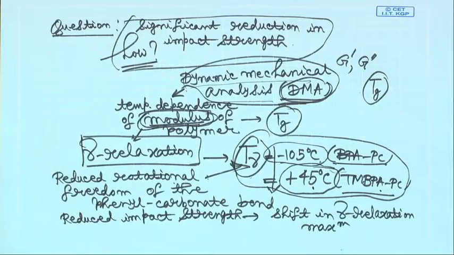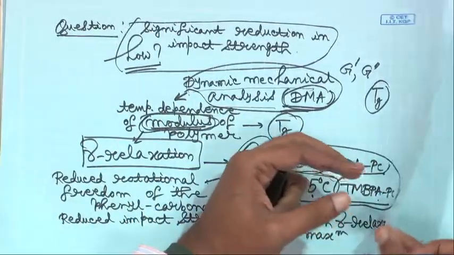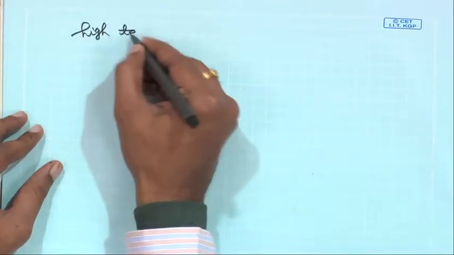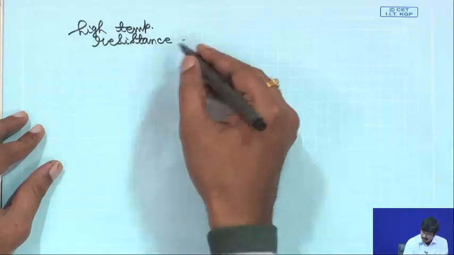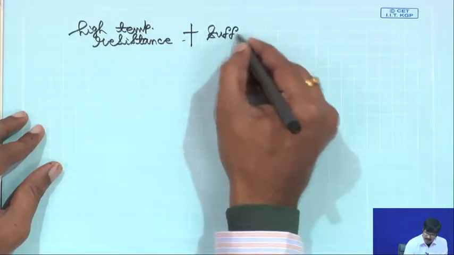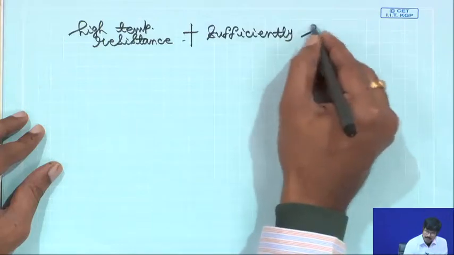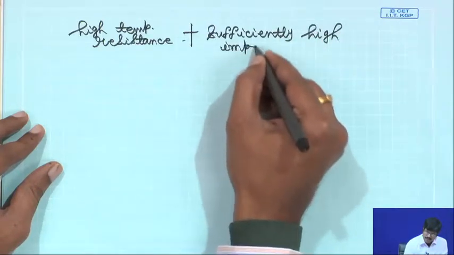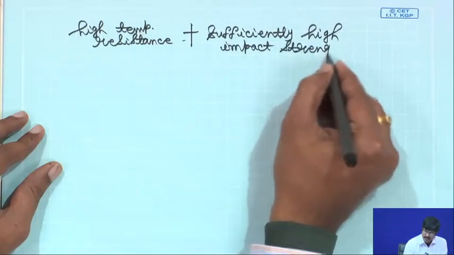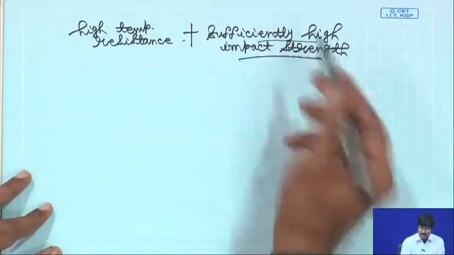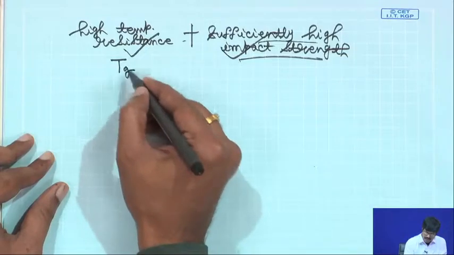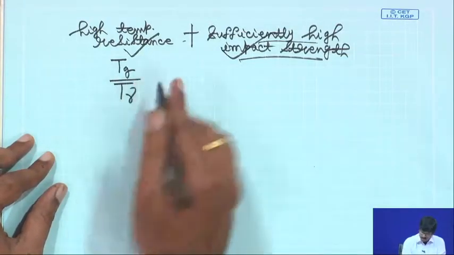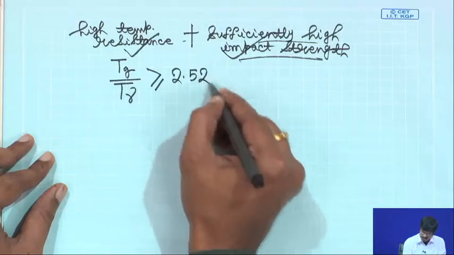So, from here then you can actually formulate some kind of rule. You want high temperature resistance, of course you want high Tg that you already achieved, and along with that you want sufficiently high impact strength, which you could not achieve when you substituted with 4 methyl groups on the benzene ring. You lost the impact strength. Now, in order to have the combination of both, what you need to have is that this ratio of Tg to T gamma should be greater than or equal to 2.52.